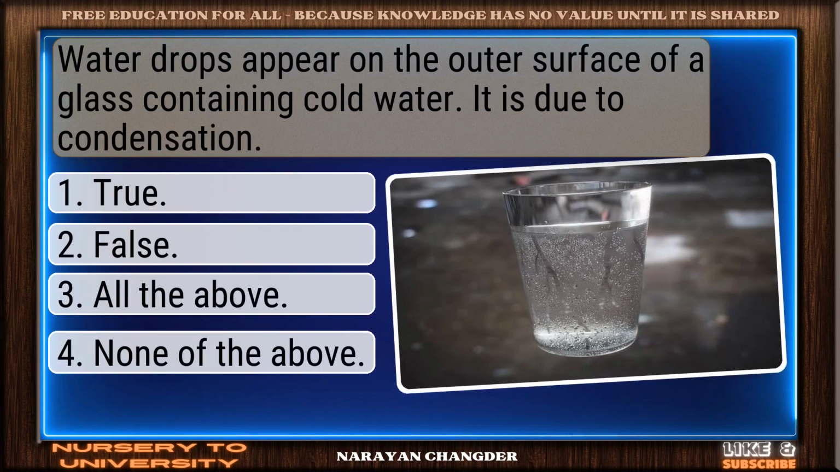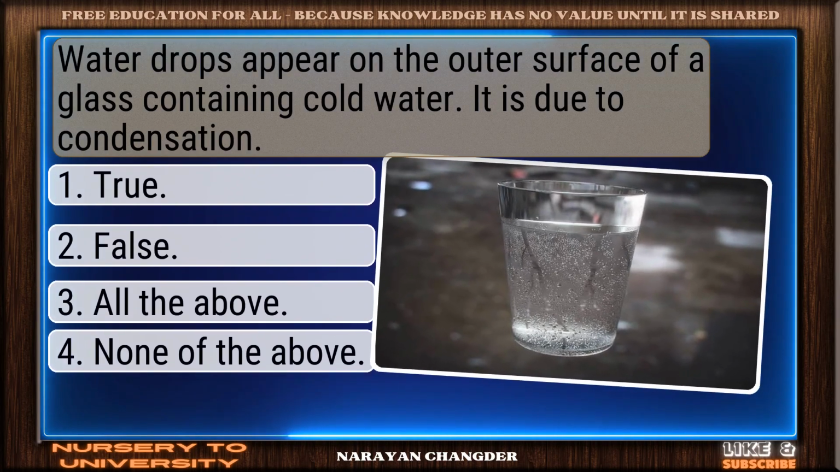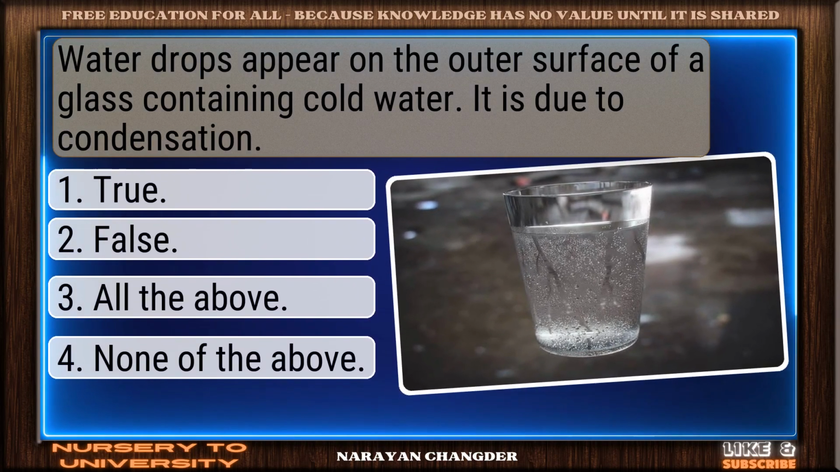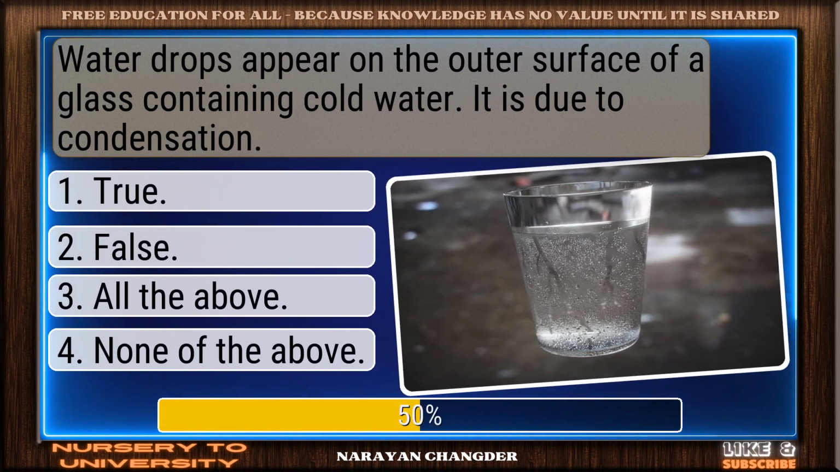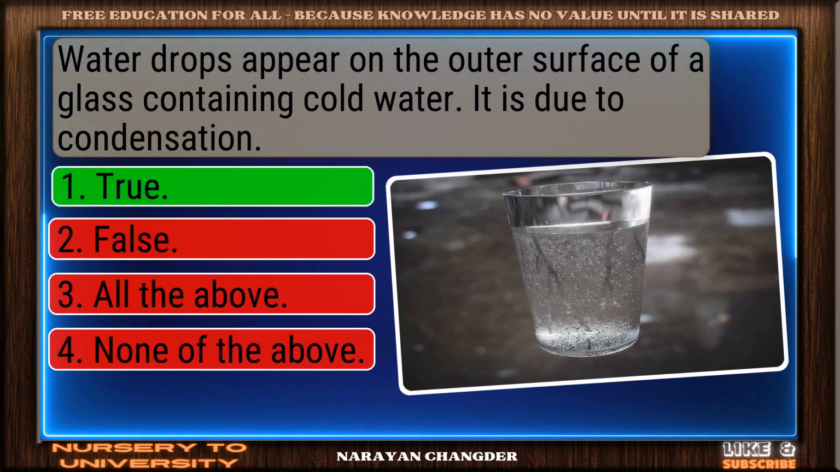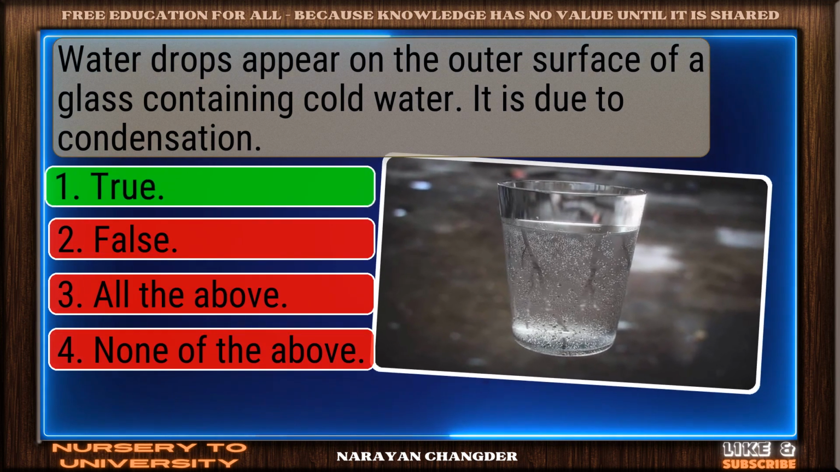Water drops appear on the outer surface of a glass containing cold water. It is due to condensation. Well picked. True is the correct answer.